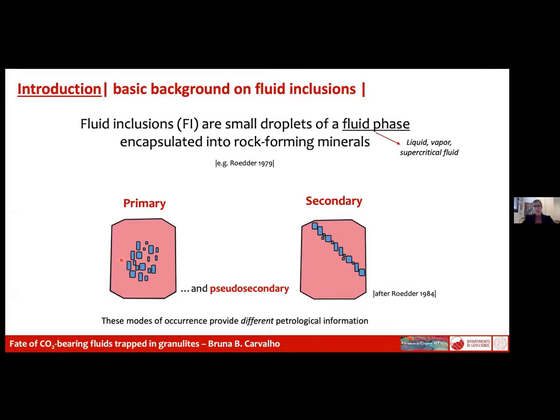here. Secondary inclusions are trapped after the host formation is complete, and as a result, we will see the inclusions forming planar arrangements in the crystals. Pseudo-secondary inclusions also show planar arrangements, but the timing of entrapment is relatively closer to the primary ones. And these modes of occurrence provide different petrological information.